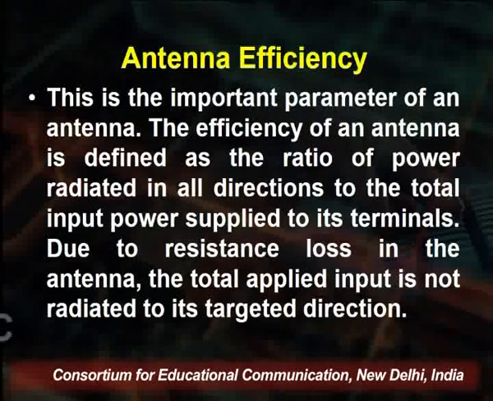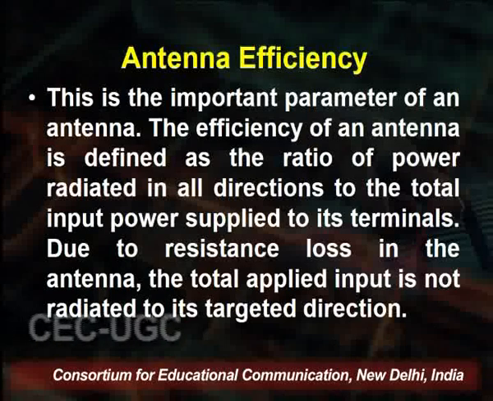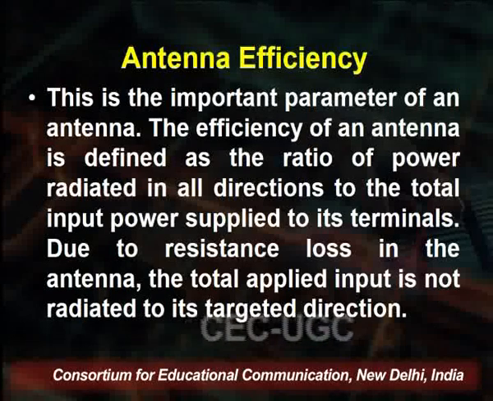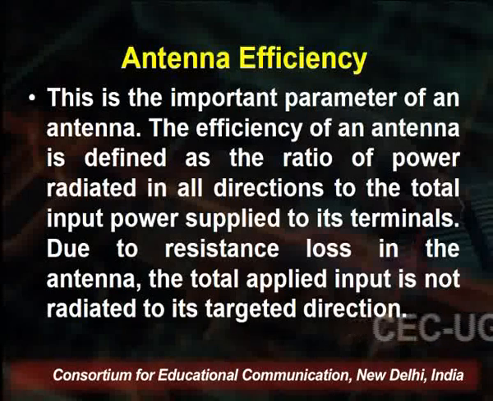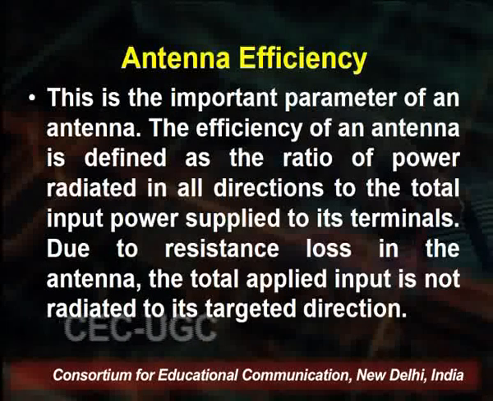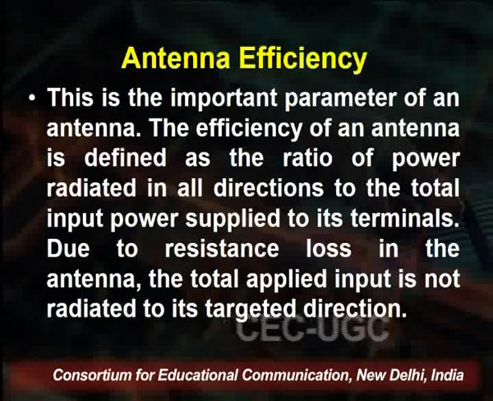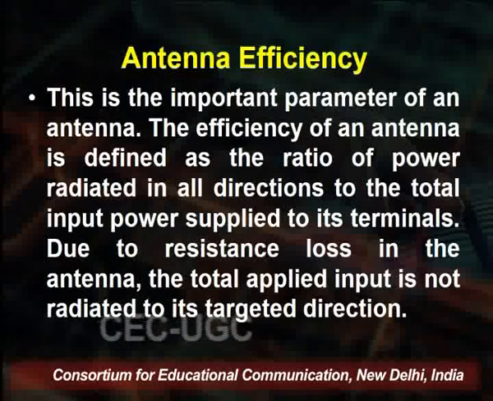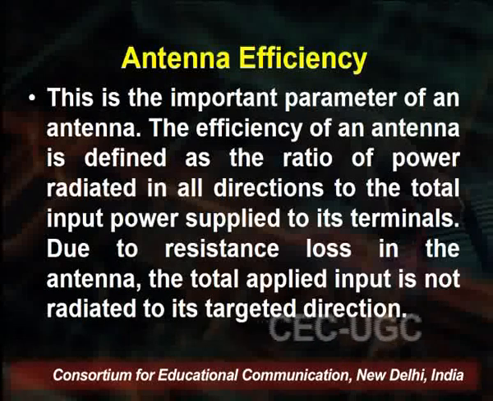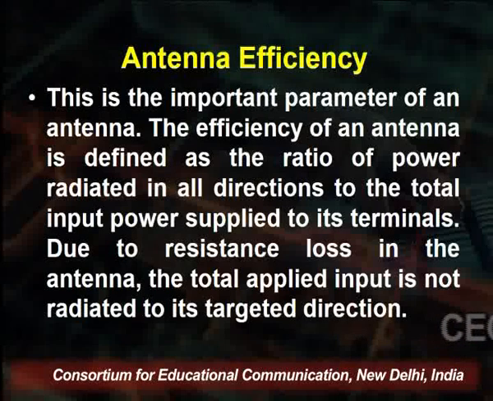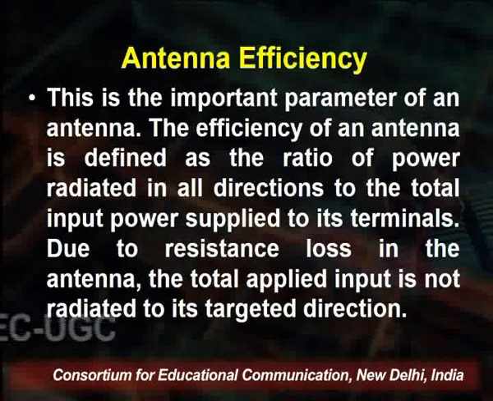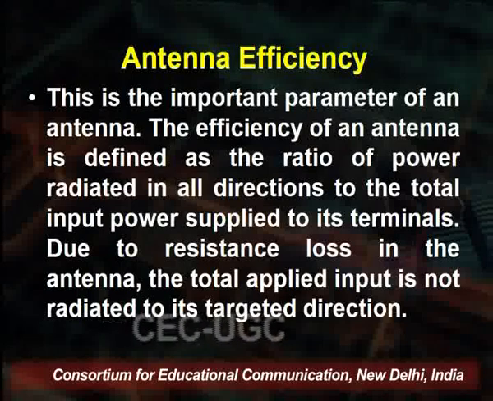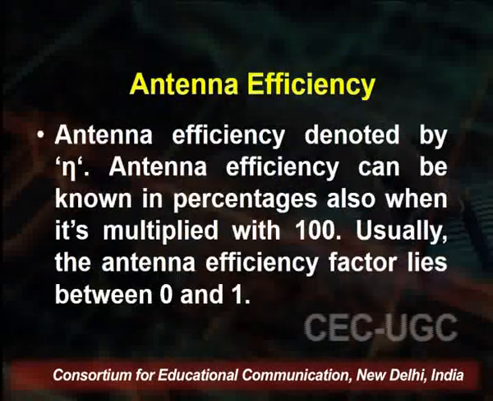Next, antenna efficiency. This is an important parameter of the antenna, and the efficiency of an antenna is defined as the ratio of the power radiated in all directions to the total input power supplied to its terminal. That defines the antenna efficiency. Due to the resistance loss in the antenna, the total applied input is not radiated in its targeted direction. So there must be losses.